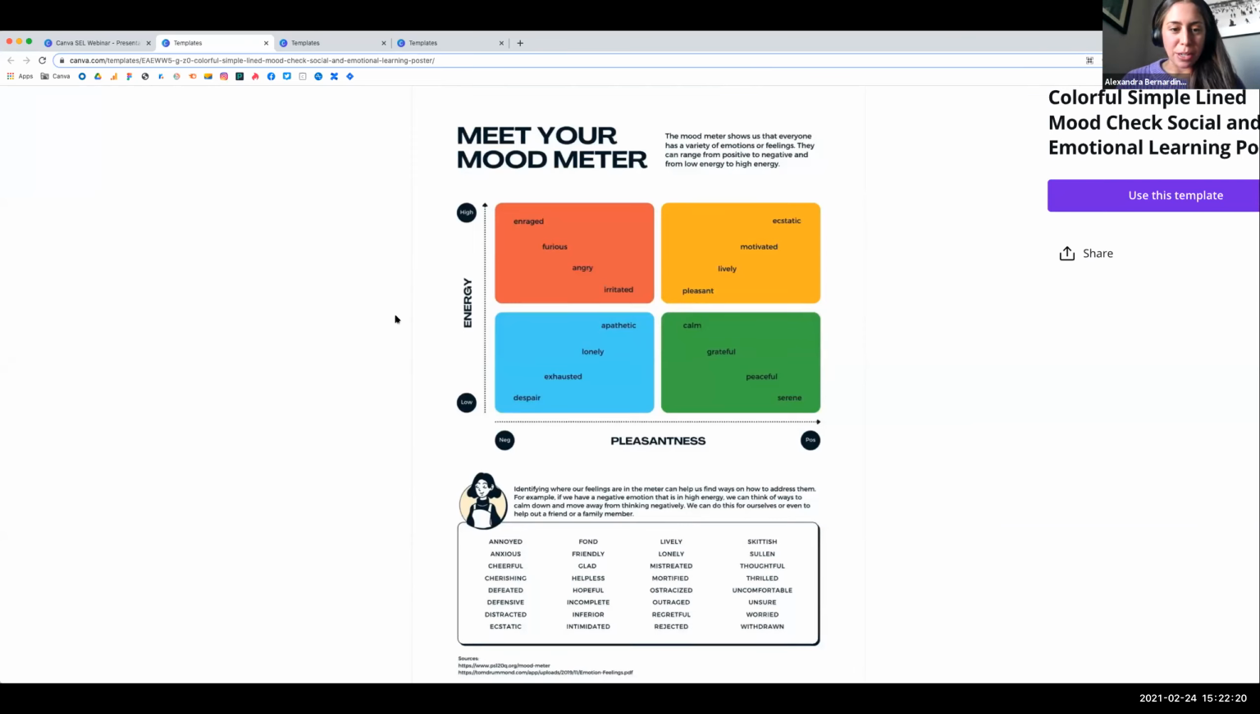So that is how I would use that in the classroom. And I would also add, this is a great tool to expand vocab and make sure we know more than the feeling words good, bad, fine, okay. And if we could go to the next slide.